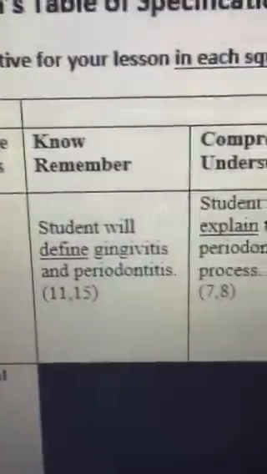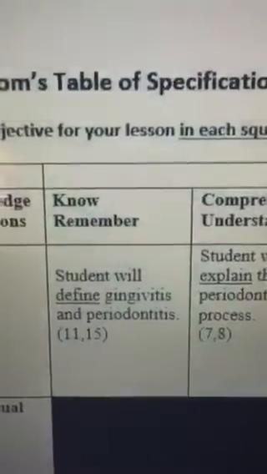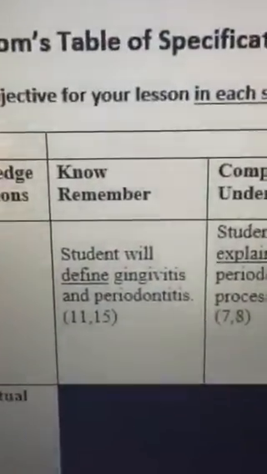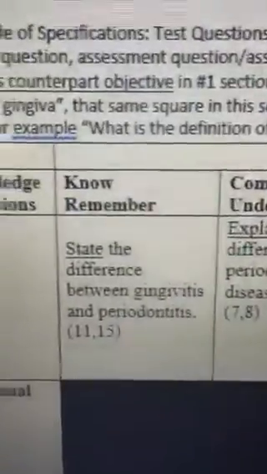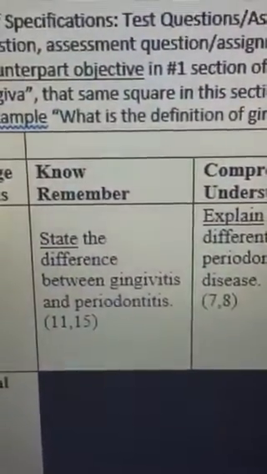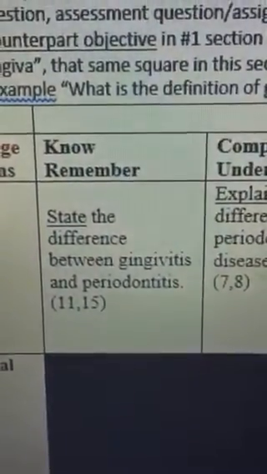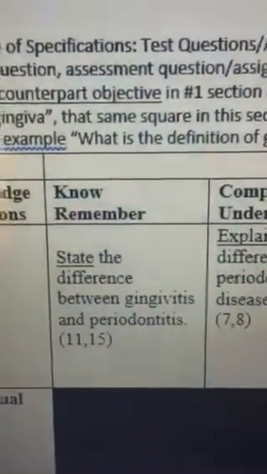So for the first objective, it's student will define gingivitis and periodontitis, and that can be found on slides 11 and 15. The corresponding assessment with that is to state the difference between gingivitis and periodontitis. This is very basic, it's just a fact, regurgitating information provided in the presentation.